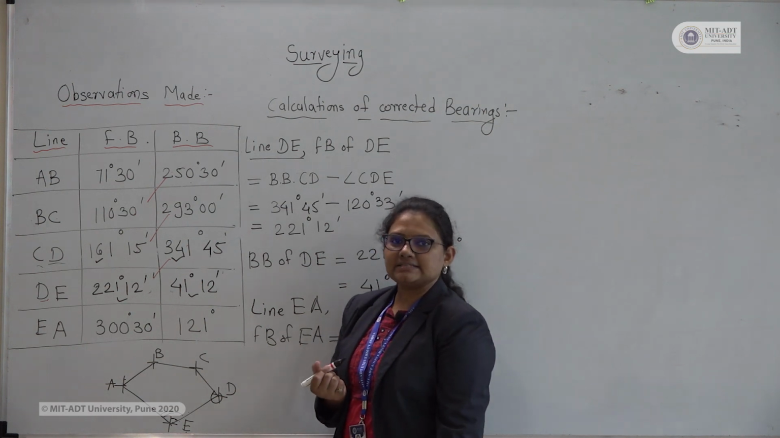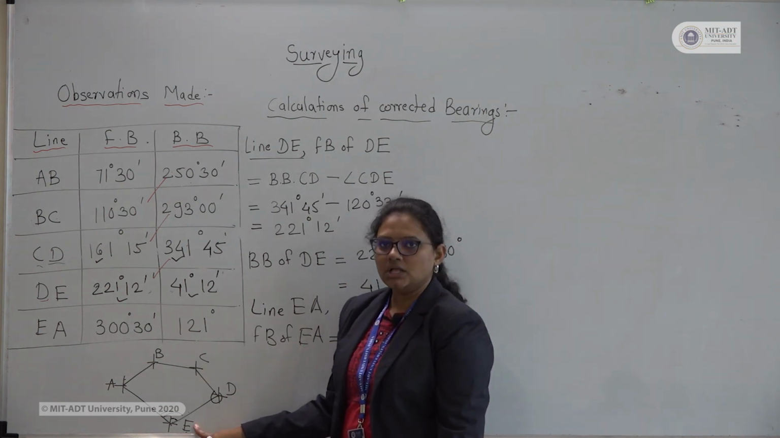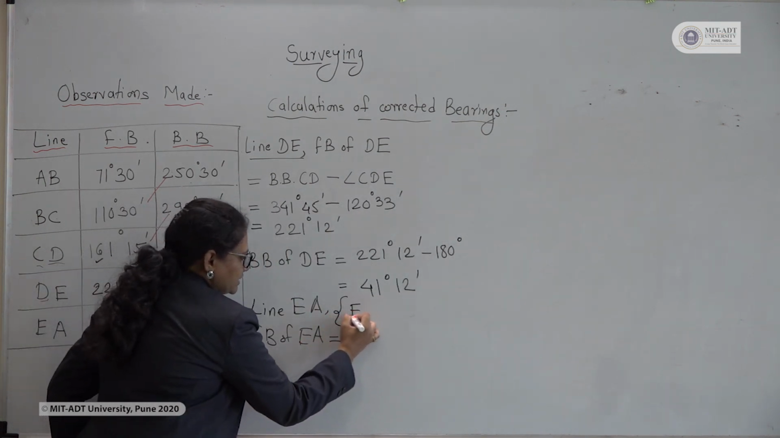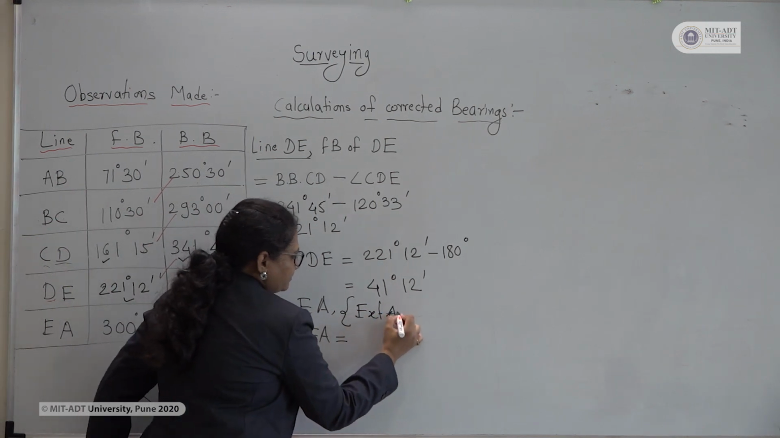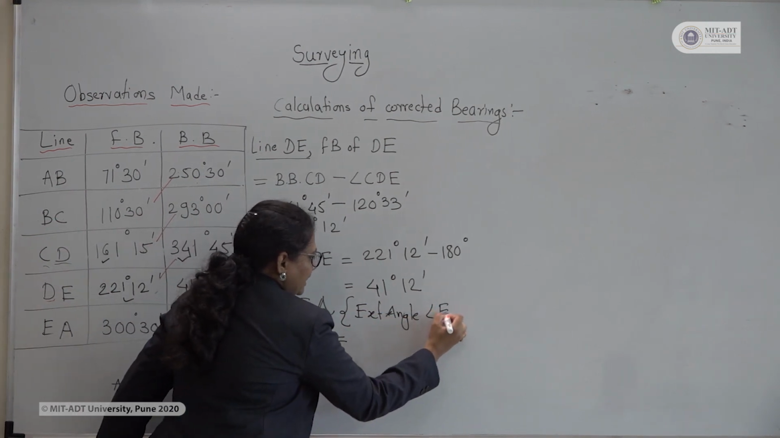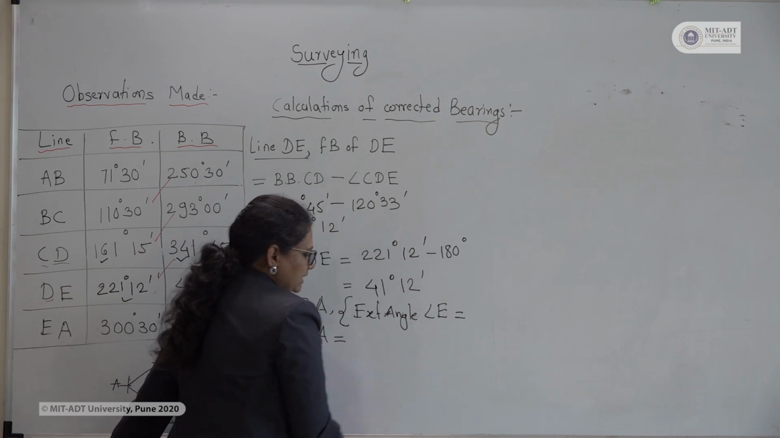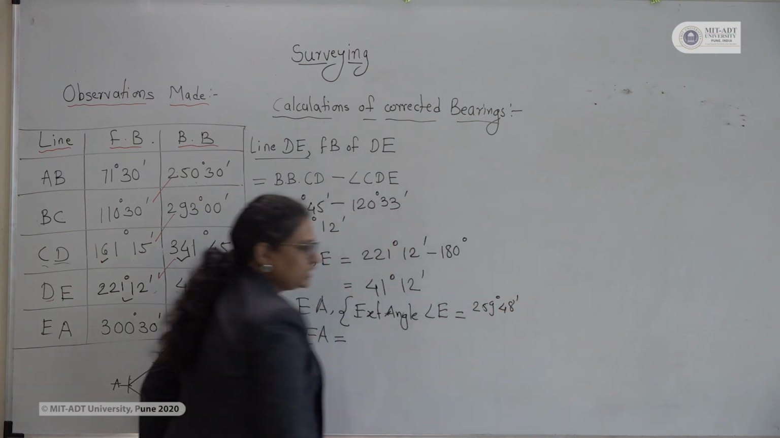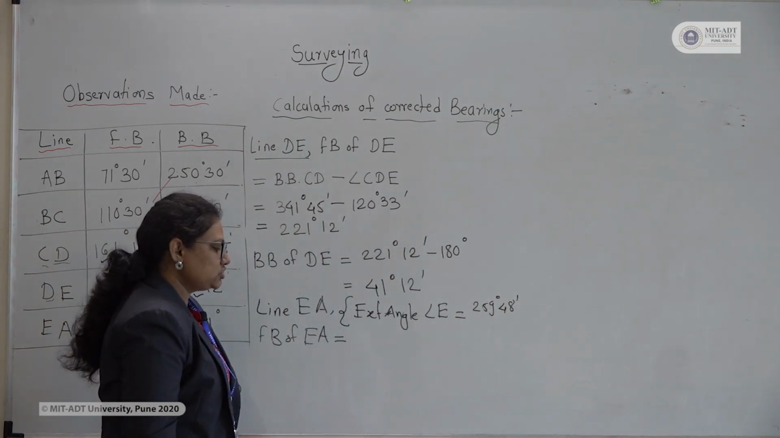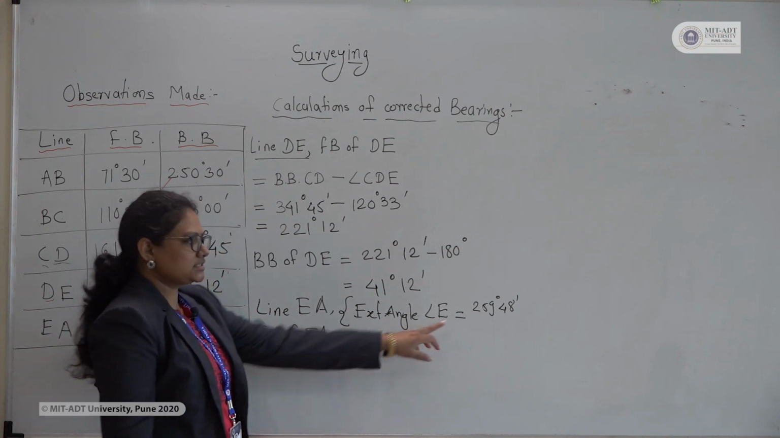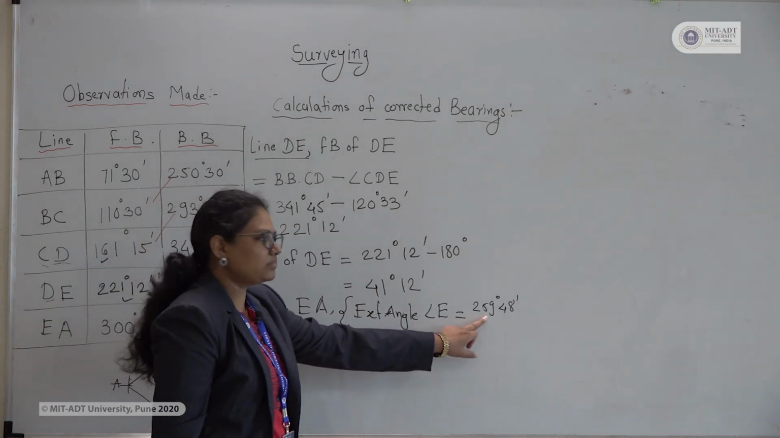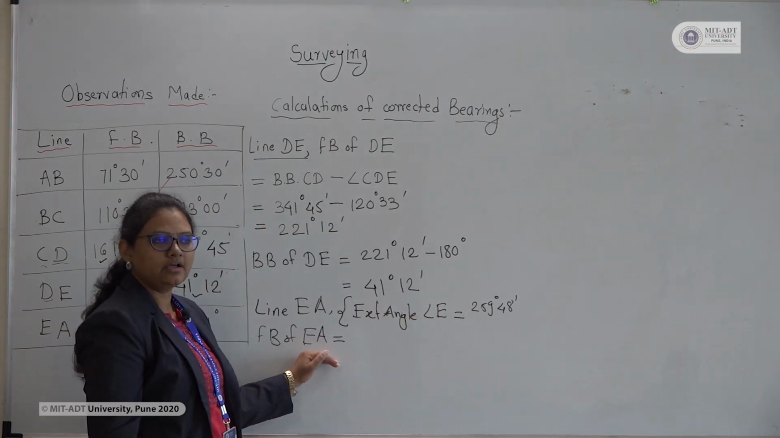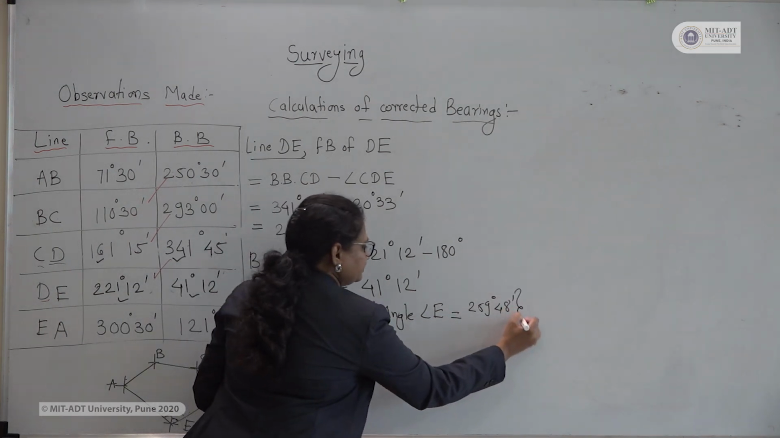Now we have calculated the exterior and interior angle for this point. The value of that exterior angle, I will just write down here for your understanding. The exterior angle at E, which we have calculated, has the value of 259 degree 48 minutes. So for calculation of this angle, we have to subtract 0 degree 12 minutes, which is the error, and by taking this value, you have to find out the corrected fore bearing of this line EA.